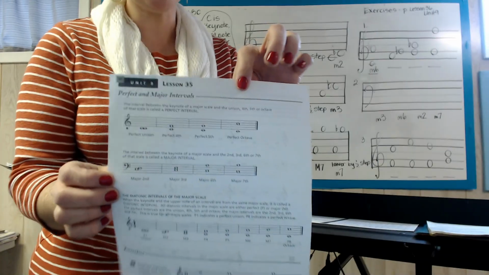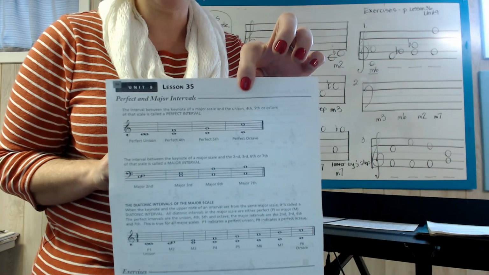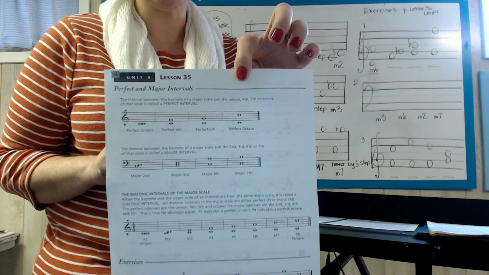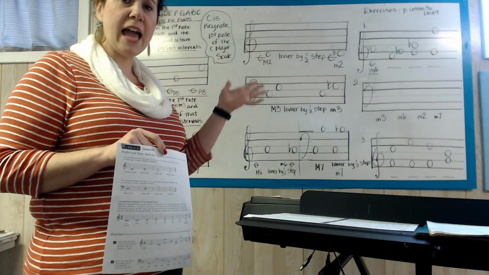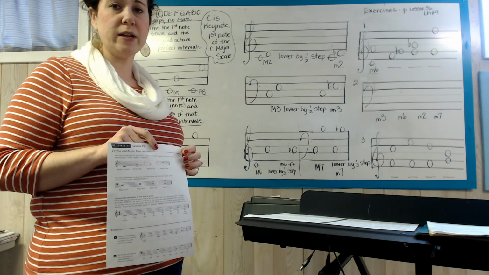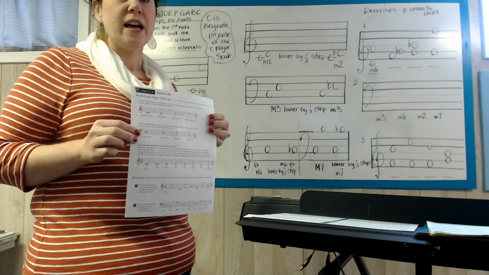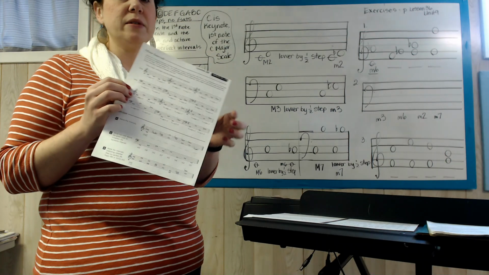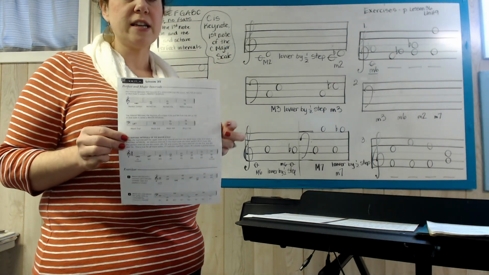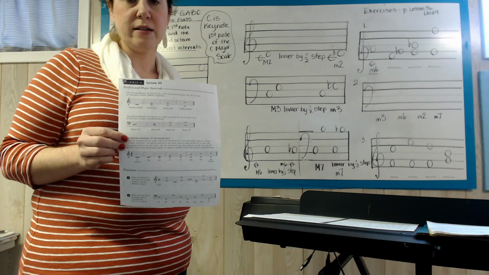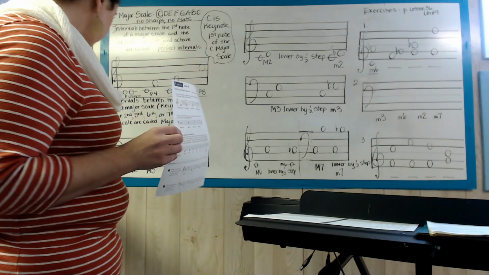So the front side, perfect and major intervals, is lesson 35. That's what we're starting with. I have a lot of information on the board I'm going to be going through, and we will be doing some of the examples together. That's on the back of this sheet, but the front of it I think you'll be capable of doing by yourself once we've gotten through it.